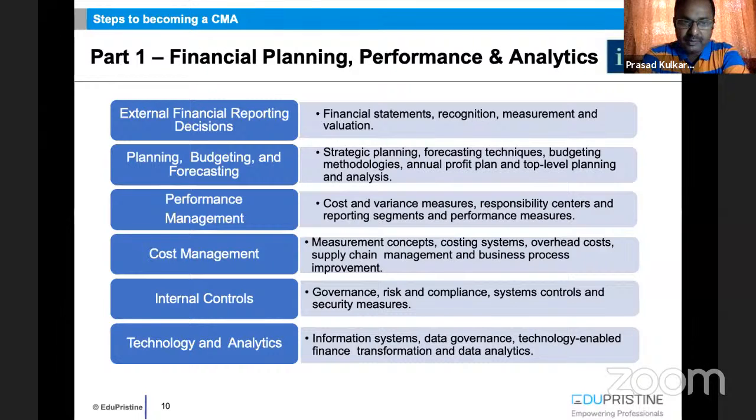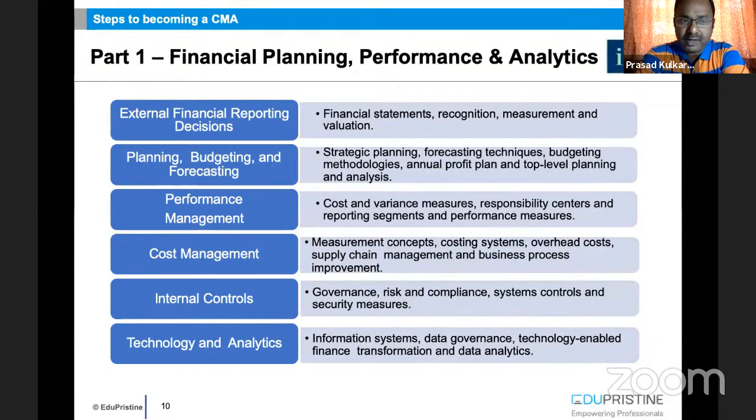The second topic is planning, budgeting, and forecasting. We will talk about strategic planning, forecasting techniques. There are different techniques, for example regression analysis. We will talk about probabilities, etc. That will be useful for forecasting, budgeting methodologies, annual profit plan, and top level planning and analysis.